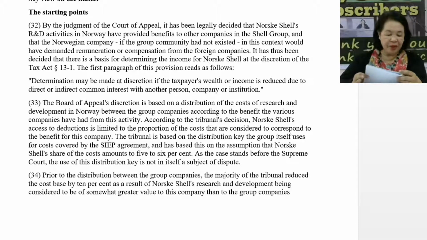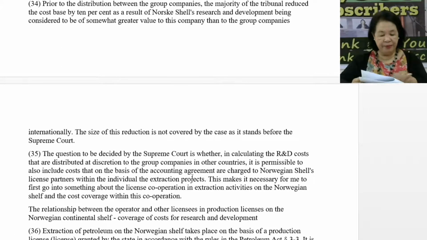Distribution K. So prior to the distribution between the group companies, the majority of the tribunal reduced the cost base by 10%. No? So cost base ng research and development ni-reduce. Yun yung pinaka-adjustment niya, no? Yung 10% reduction. As a result of Norske Shell's research and development being considered to be of somewhat greater value to this company than to the group companies internationally. The size of the reduction is not covered by the case as it stands before the Supreme Court.